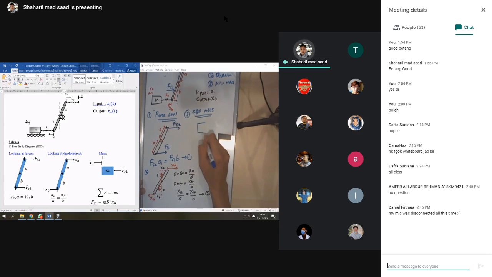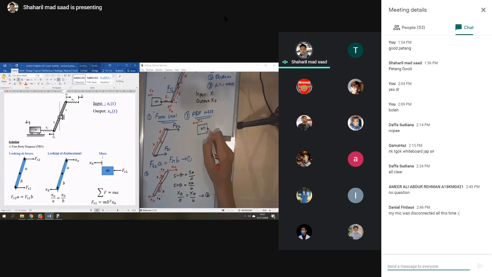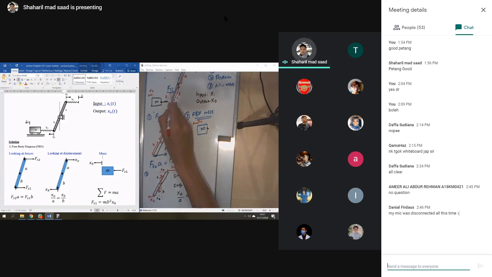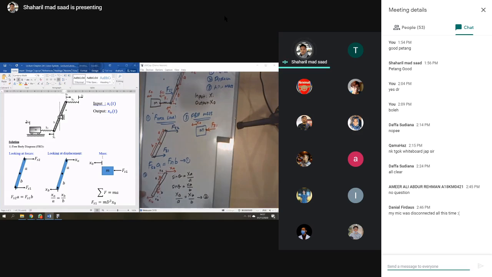So this is your mass M, and M has the displacement x naught, and then there is only one point that reacts to the mass. Because of the force Fs1 going to the right direction at this point, another force will go in the left direction. Can you get it? One force goes to the right and another goes to the left. So that's why you get Fs1 here.